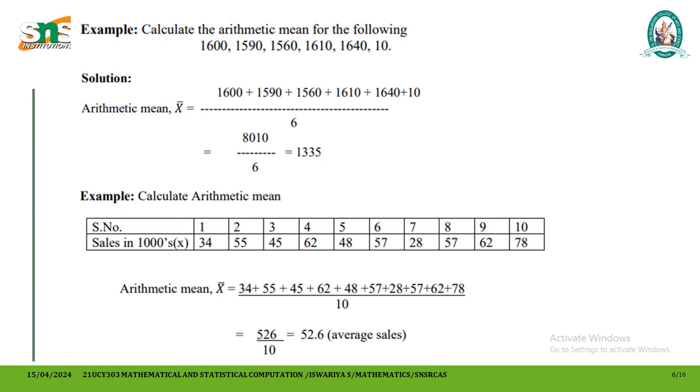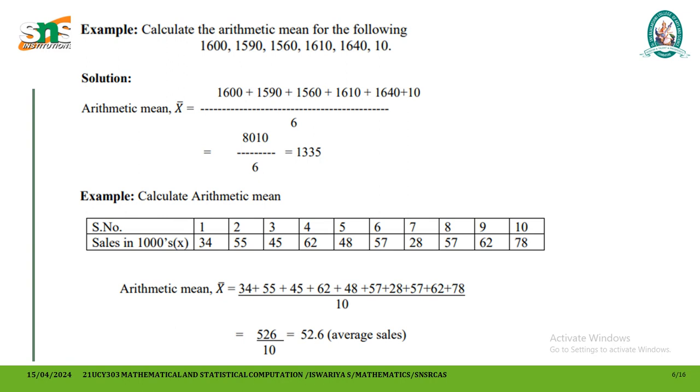The formula for arithmetic mean is x bar is equal to summation x by n. Here the summation x means we have to add all the x values, and divide it by the total number of values. Here the total number of data given for this example is 6. So I add all the given data and then divide it by the number of data given in this problem. By doing the calculation, I get an arithmetic mean as 1335.